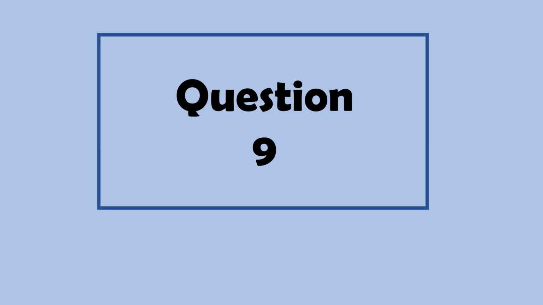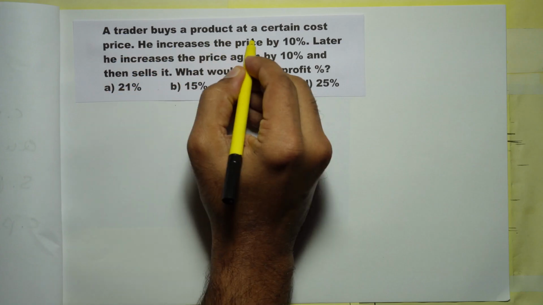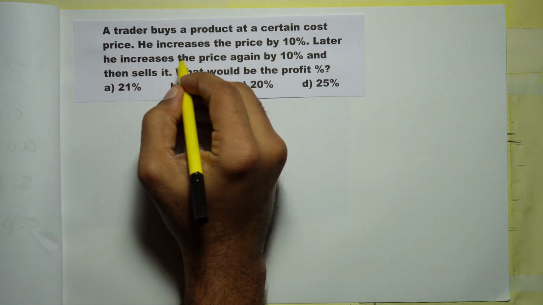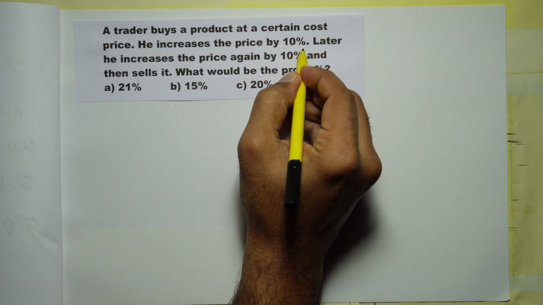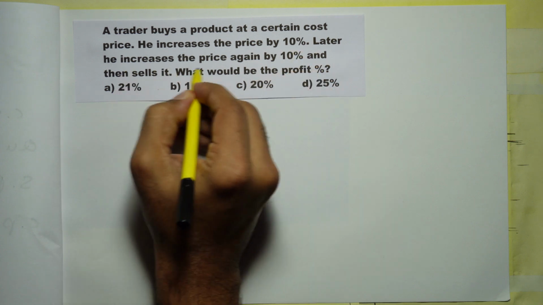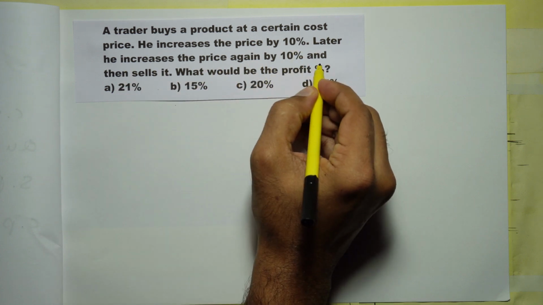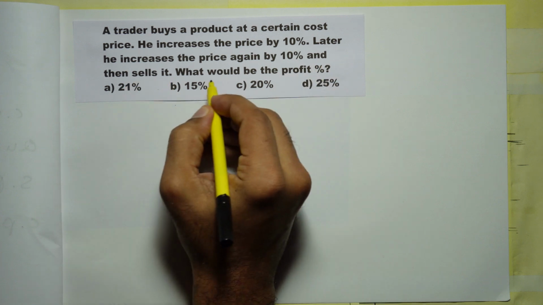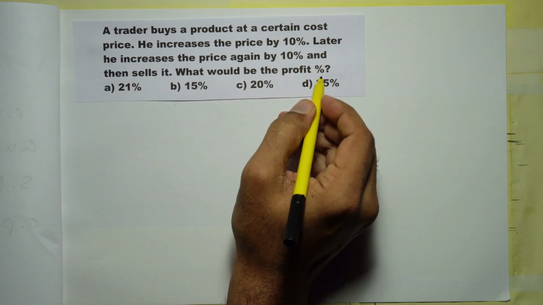A trader buys a product at a certain cost price. He increases the price by 10%. Later he increases the price again by 10% and then sells it. What would be the profit percentage?